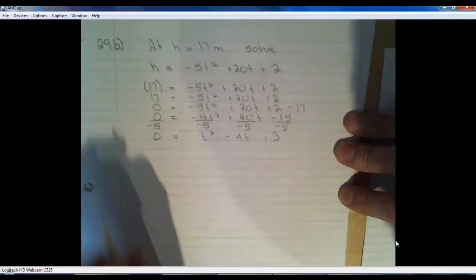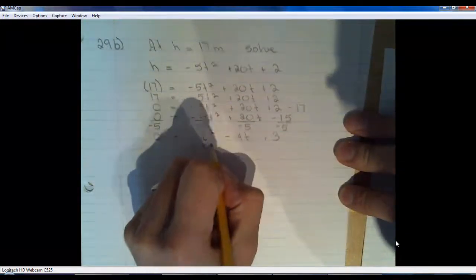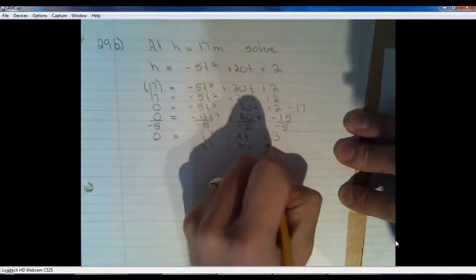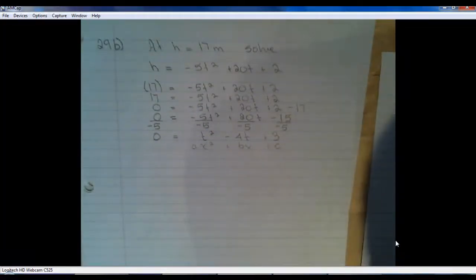And okay, this looks like our quadratic in standard form. Standard form would be like an ax squared plus bx plus c. So you see that, then you're like a is 1, b is minus 4, c is 3, and you're thinking to use the quadratic formula. That's right, that will work.